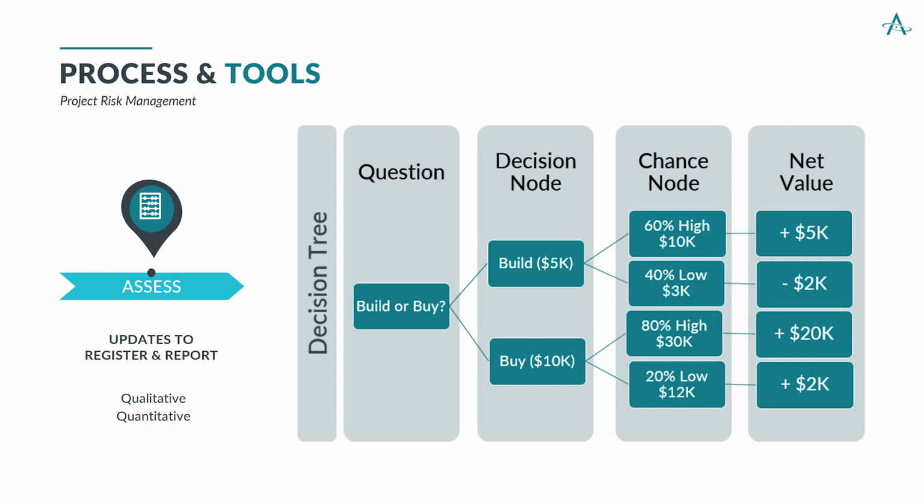So with a build and a chance of success, positive 5K. What if it should fail? Now we've lost 2K. So that's good to know, right? That possible path has that possible risk.